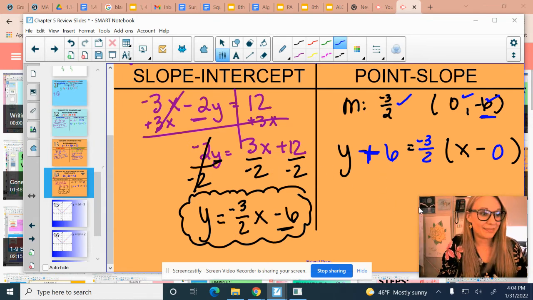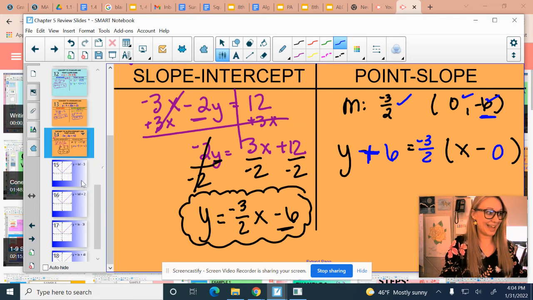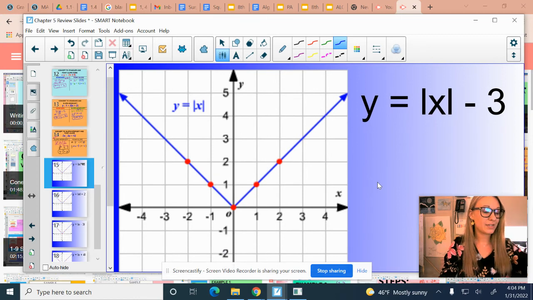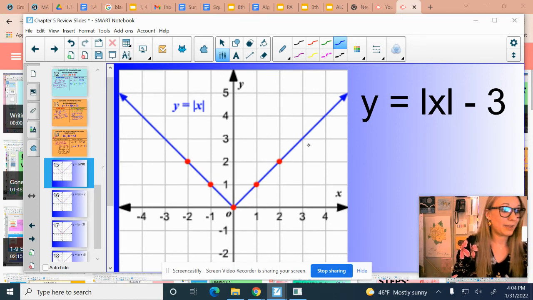Okay, I'm not going to recap those slides because we would literally be here for years. Last skill is just looking at absolute value functions. Now, the graph that you're going to see on every single screen, you'll also see on your summative. This is your parent function. This is like your home base.